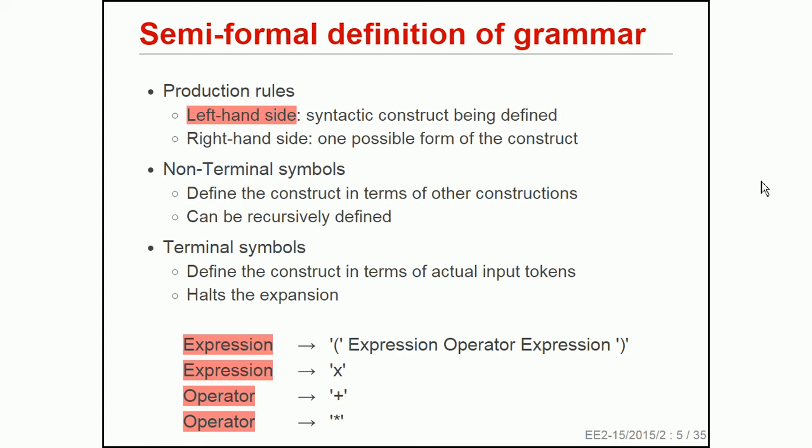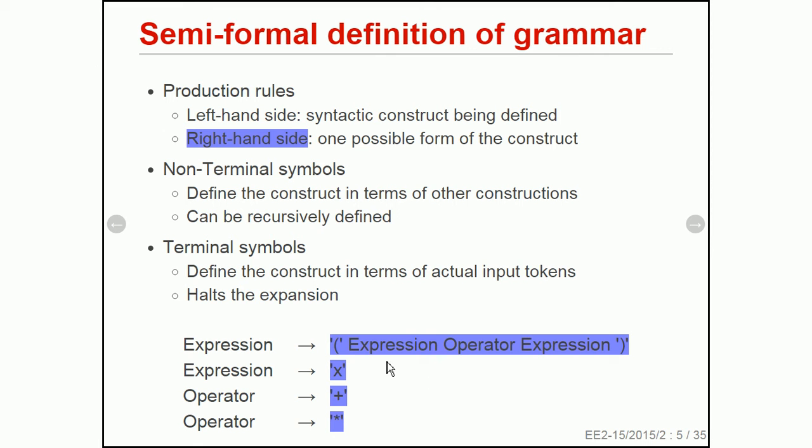So here I can see all of the left-hand sides. I'm defining an expression. I'm saying an expression can be this or an expression can be this. There are actually two ways of getting an expression. On the left-hand side, I'm given the thing that's being defined. On the right-hand side, I'm saying this is a pattern that definition could have. So an expression could be bracket expression, operator expression, bracket, or an expression could be the literal x.